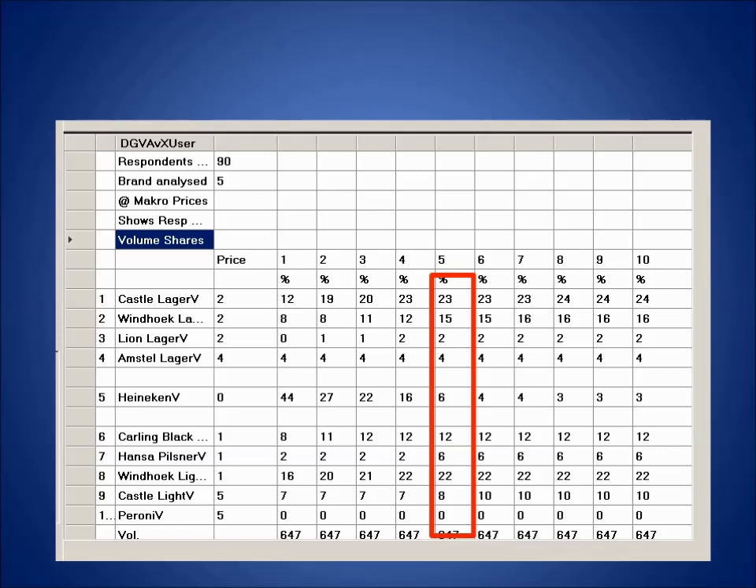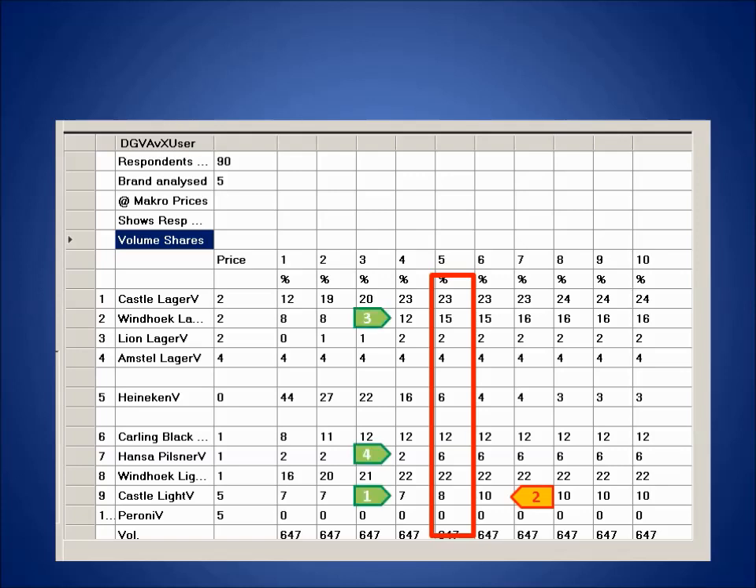You might tell the company, well, I've been gaining respondents or users. Then that might be true, but it doesn't cut a lot of ice with them when they see your volume shares go down in the AC Nielsen presentations. So let us look at what happens with Heineken. Heineken increases its price, and Castle Light will gain 2% of the volume.